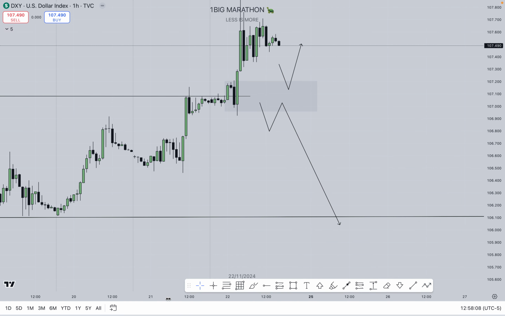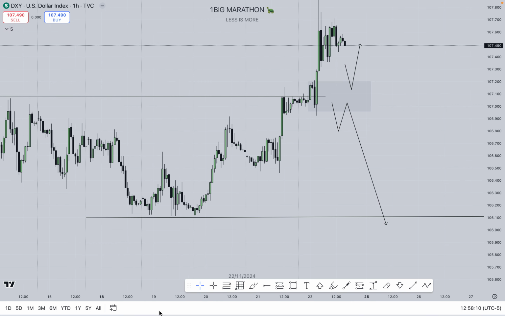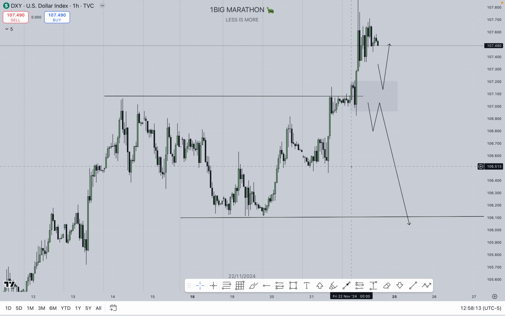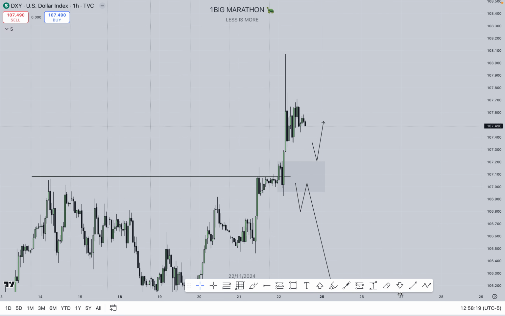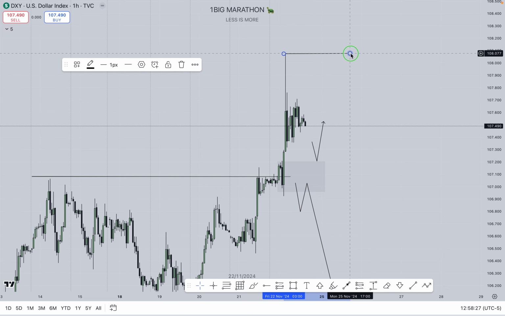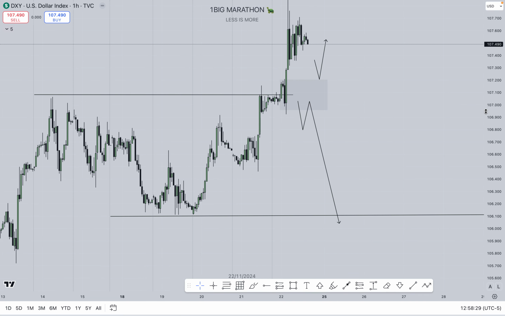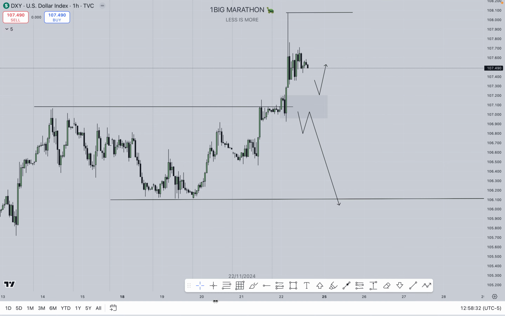Whenever you mark your higher time frame levels, don't forget them on a lower time frame. It's very important. Don't forget them on a lower time frame.